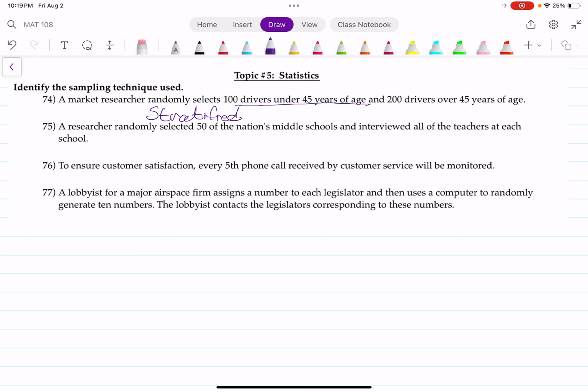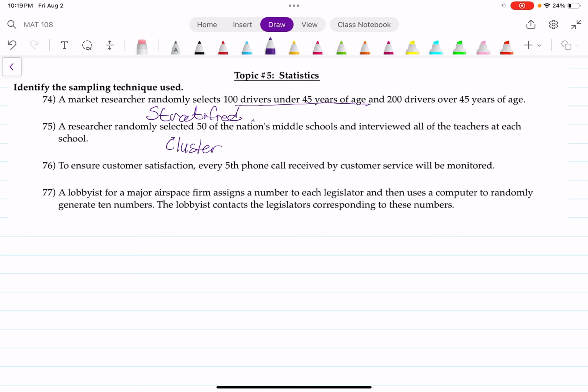75. A researcher randomly selects 50 of the nation's middle schools and interviews all the teachers at each of those schools. This here is an example of what we call cluster sampling. This is a cluster sample because out of all the middle schools in the United States, we are choosing 50 of those middle schools at random. And if you are a teacher in those 50 schools, you are now a part of the interview. This is a cluster. The school buildings are a cluster for teachers.